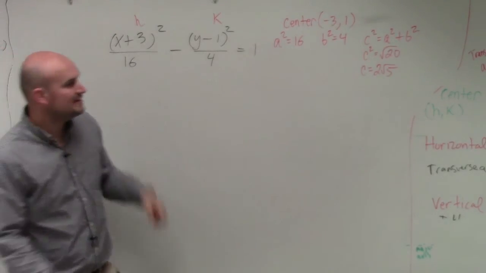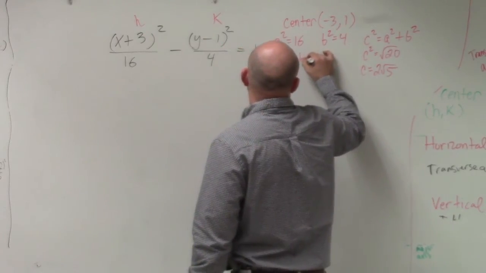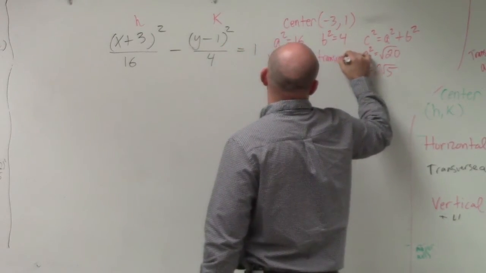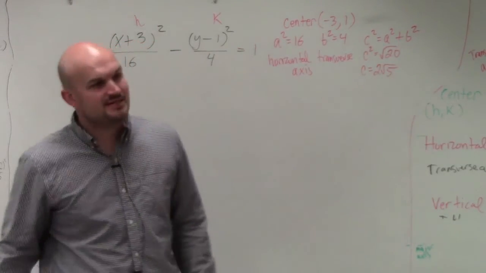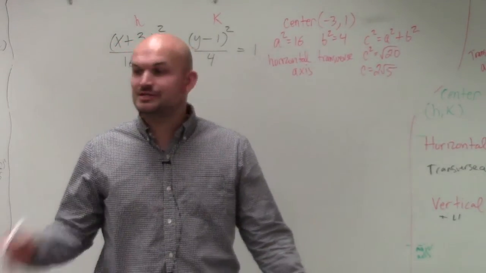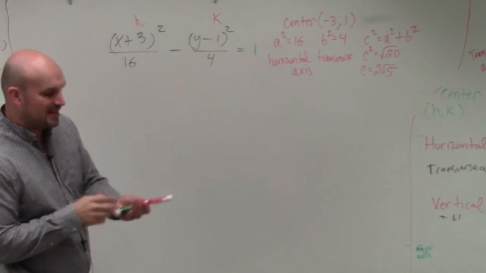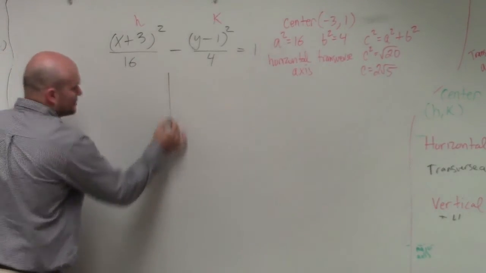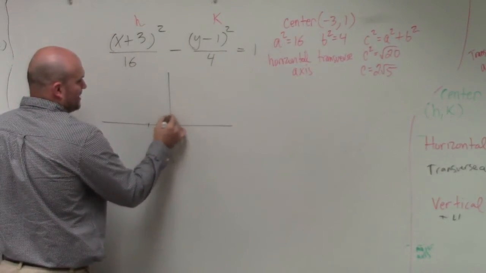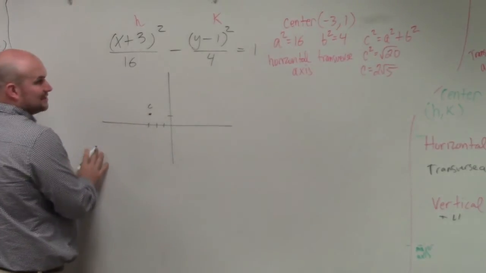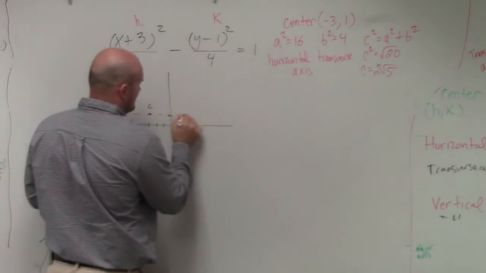All right? So again, this is going to be a horizontal transverse axis. And if I was in high school, just like I was with you guys, I'd probably make a lot of little mistakes. So what I like to do is write that down on my sheet of paper, so therefore I just don't forget. So now let's go and plot the information, because it did ask us to sketch. My center is at -3, 1: 1, 2, 3, and +1. And I label that center. I know my transverse axis is horizontal, so I'm just going to do a nice horizontal line going through it.